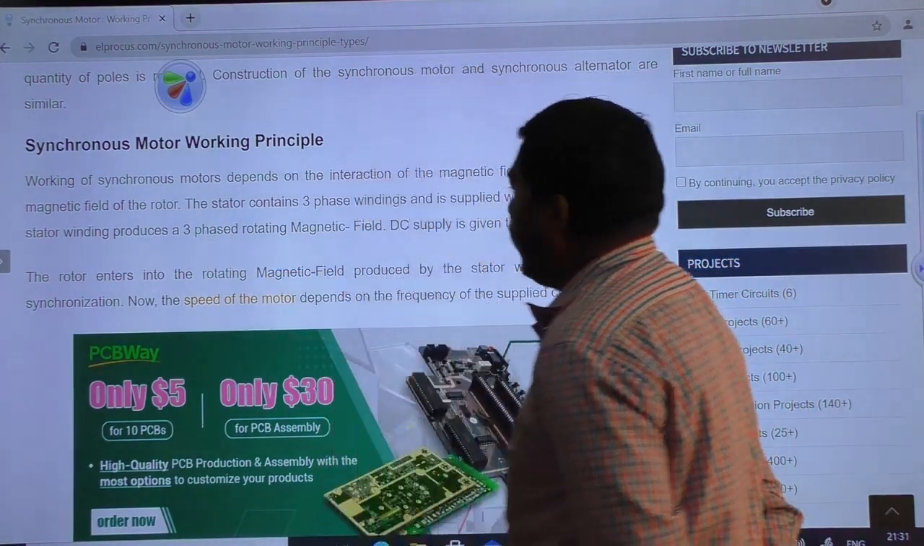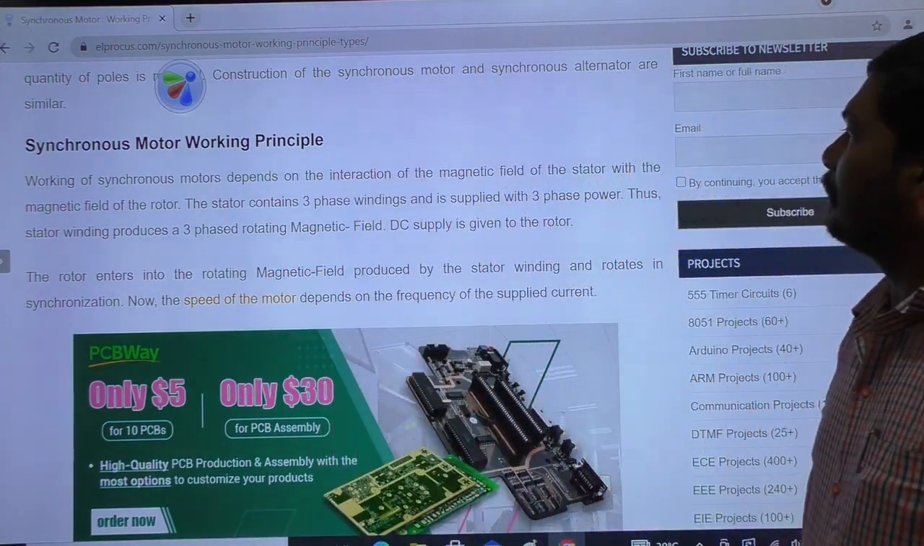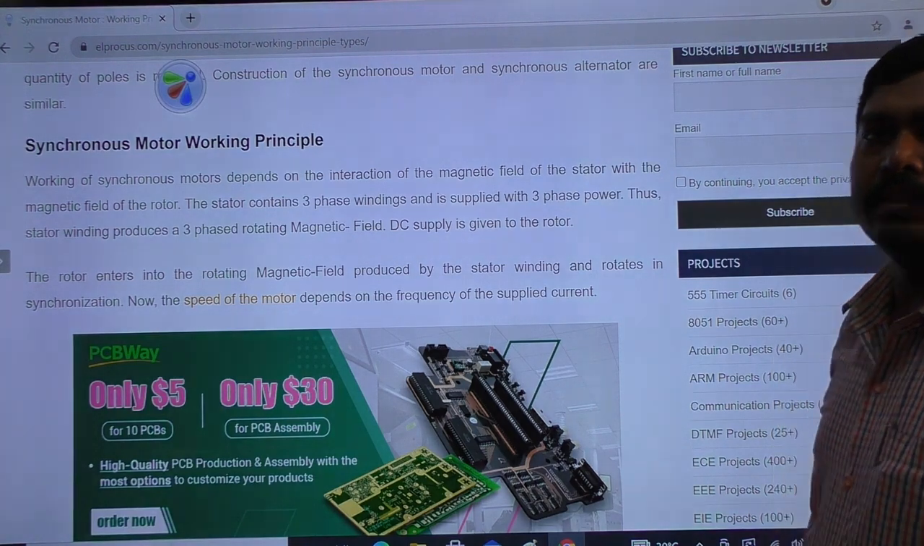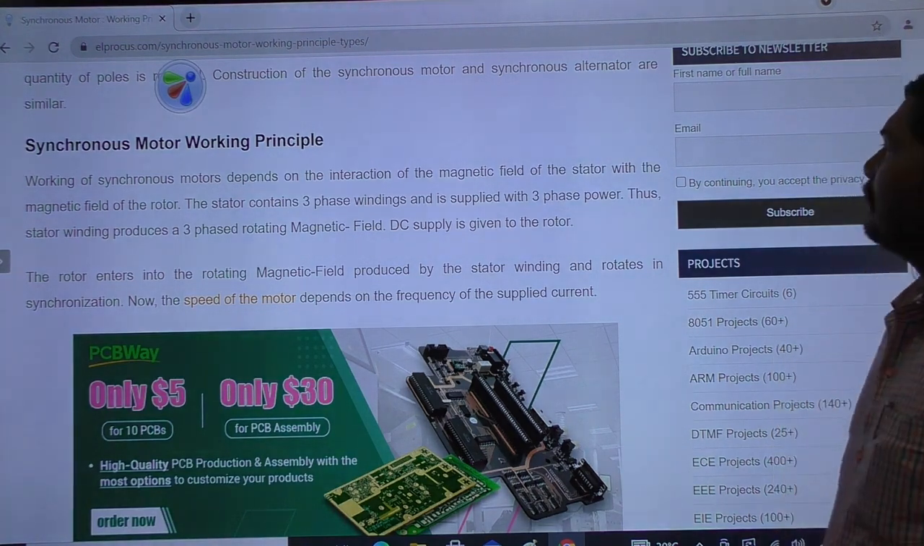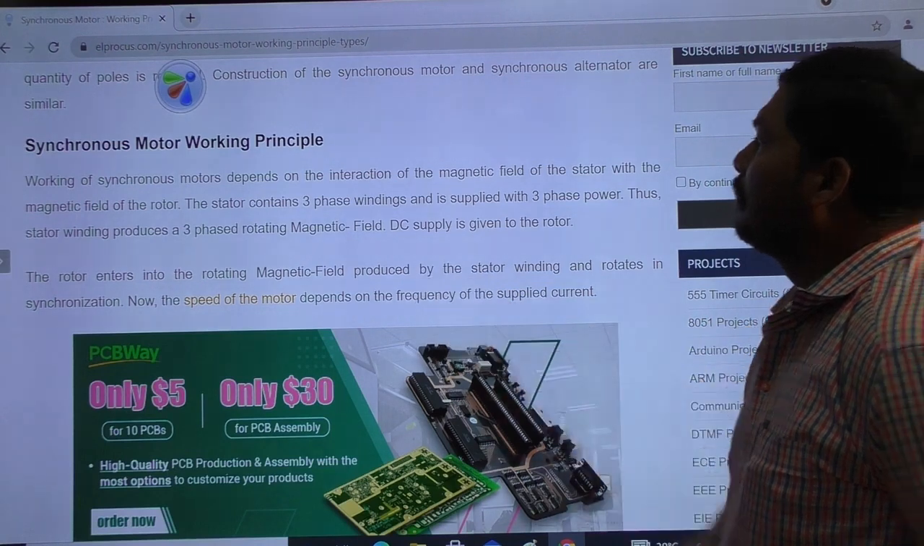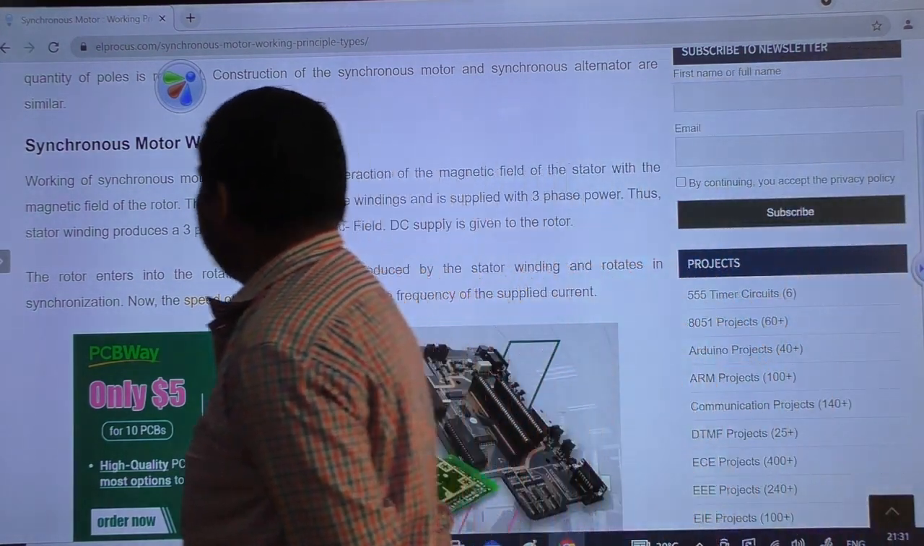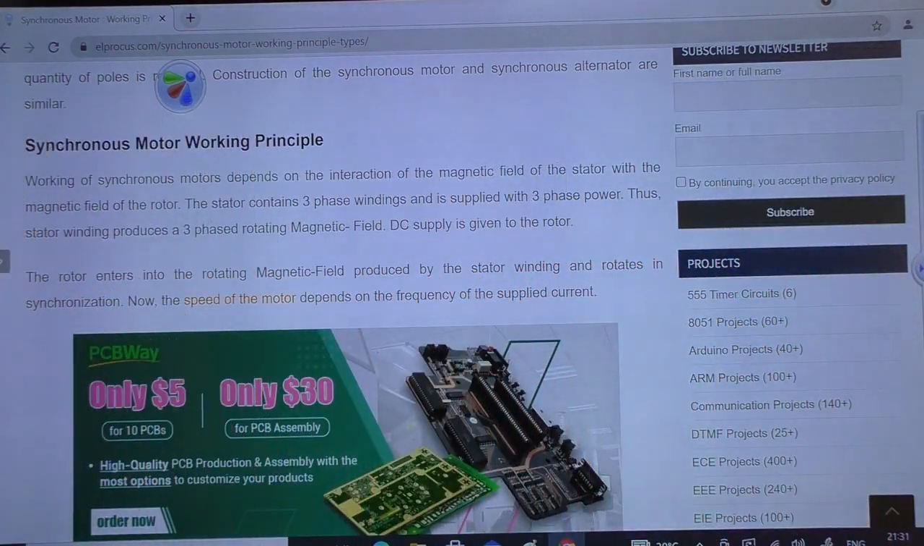The stator contains a 3-phase winding, as it is supplied with 3-phase power. Thus, the stator winding produces a 3-phase rotating magnetic field. Now the DC supply is given to the rotor. The rotor enters into the rotating magnetic field produced by the stator winding and rotates in synchronization.